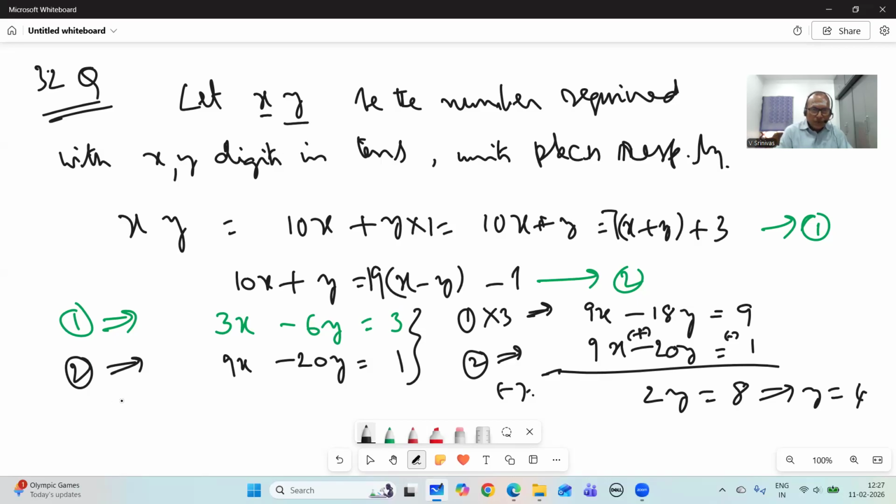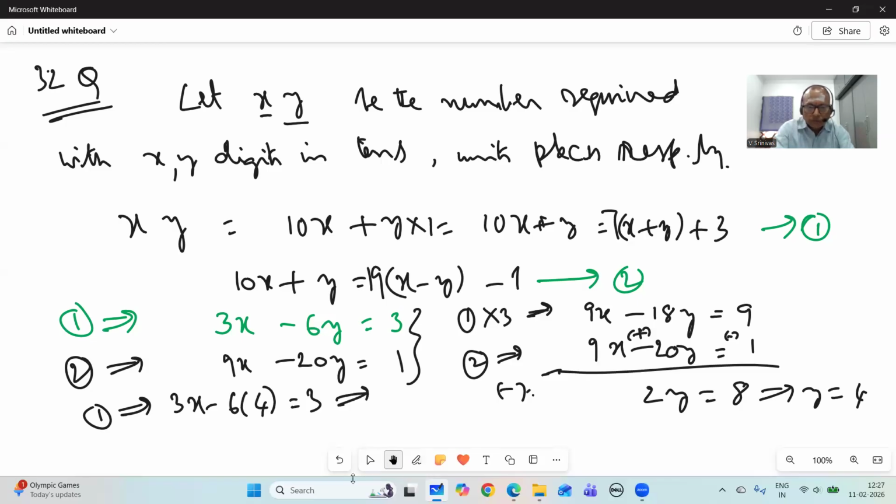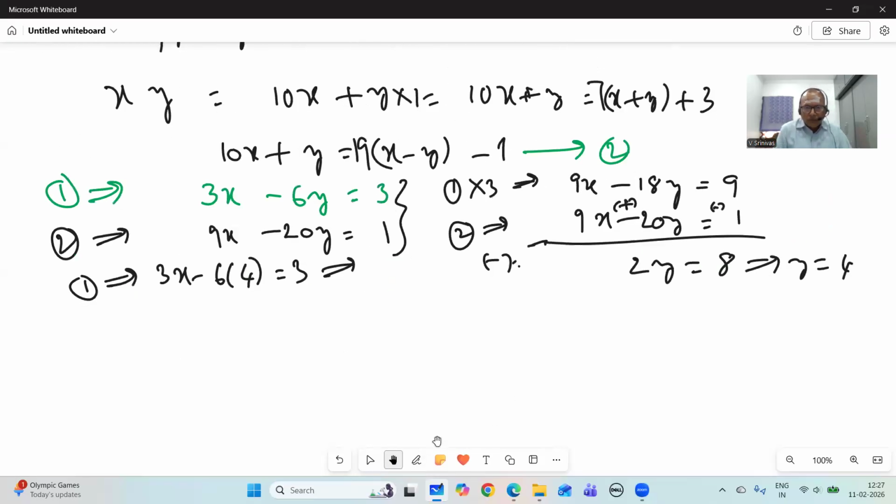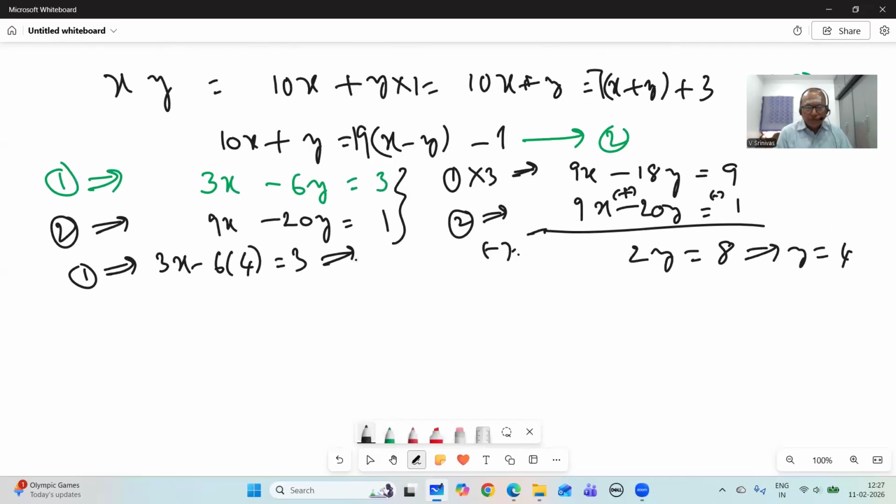Substitute this in this. So the first equation implies 3x minus 6 into y, substitute y equal to 4 in this, is equal to 3. So this gives you 3x minus 24 is equal to 3, right? So take 24 to the other side, you get 3x is 27, means x is 9.